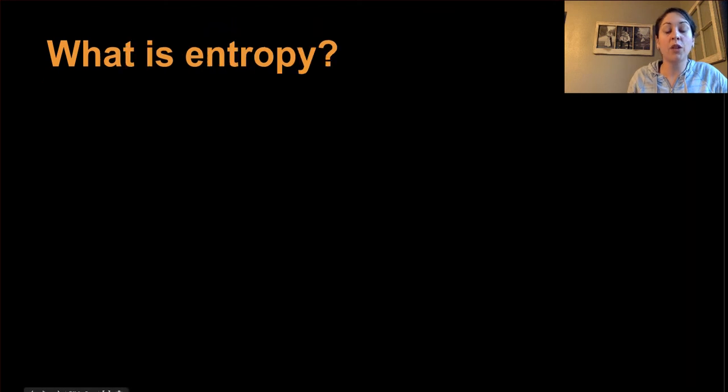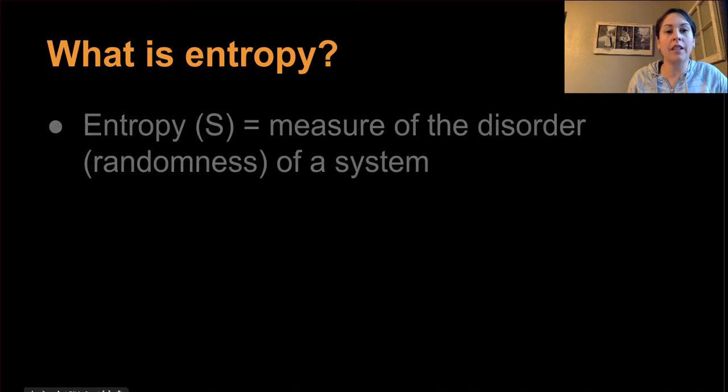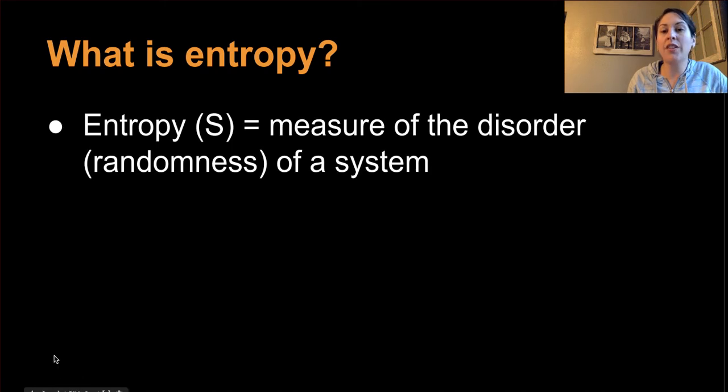All right, so that must mean there's some more things out there that we need to know about. And so the next question becomes, what is entropy? Entropy itself is the measure of the disorder or randomness of a system.